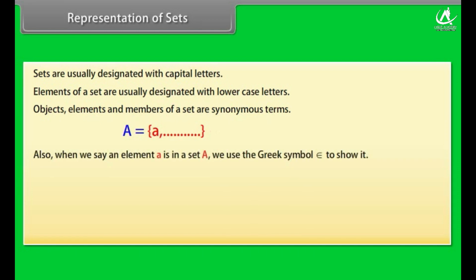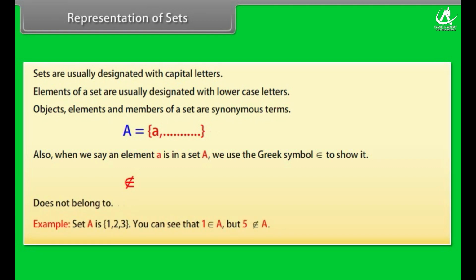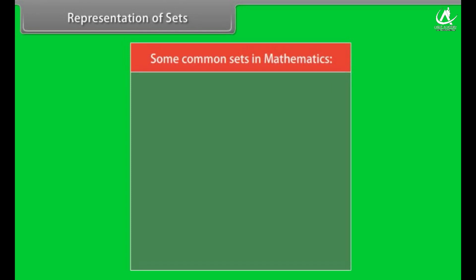Also, when we say an element a is in a set A, we use the Greek symbol epsilon (∈) to show it. Epsilon denotes the phrase belongs to, and if something is not in a set, use this symbol (∉). This means does not belong to. Example, set A is {1, 2, 3}. You can see that 1 belongs to A, but 5 does not belong to A. Some common sets in mathematics.